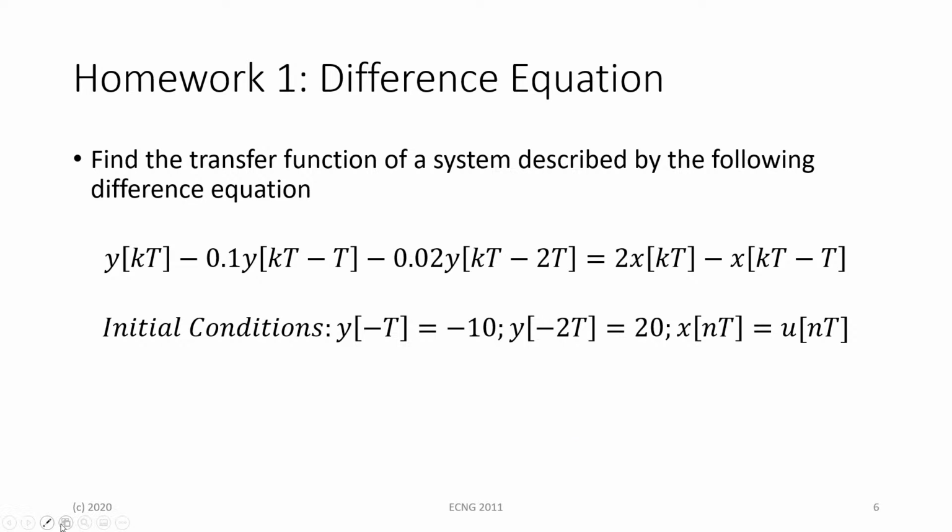So if we Z-transform this equation, this y(kT) signal will become Y(z). The minus 0.1 is a constant, so that remains as is. The y(kT minus T) signal will become z^-1 Y(z) plus y(-T). This minus 0.02 is also a constant. The y(kT minus 2T) signal will become z^-2.